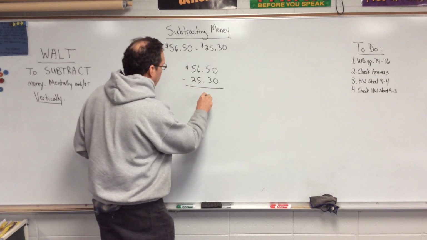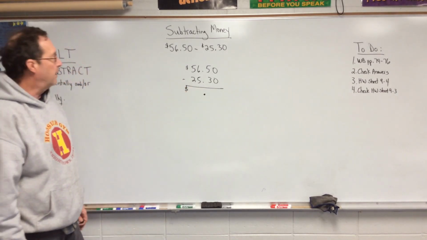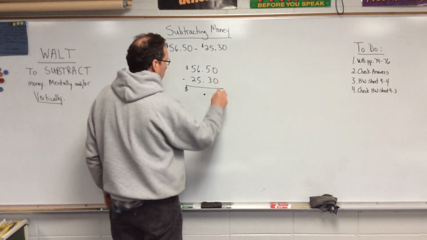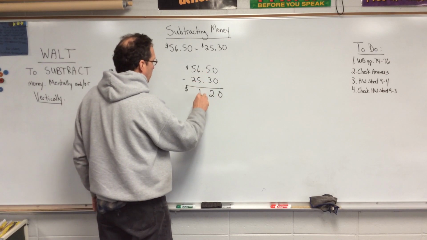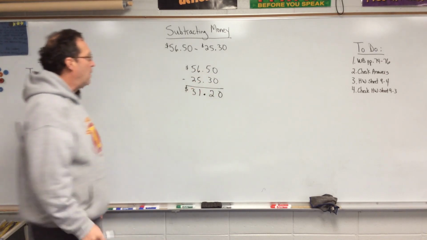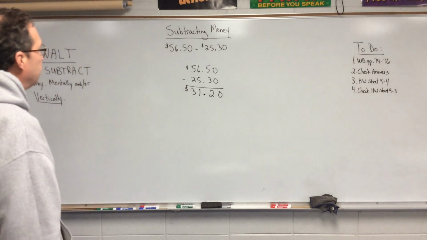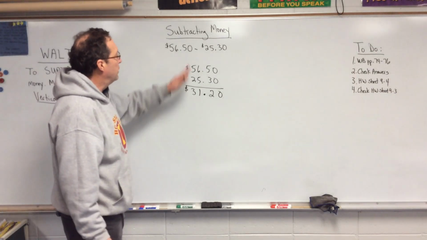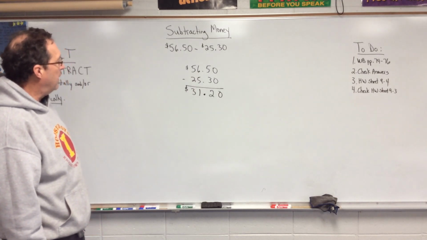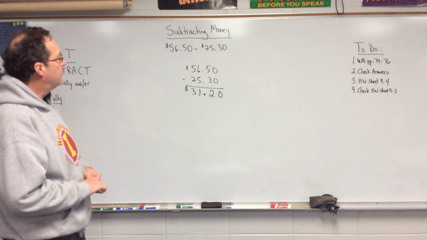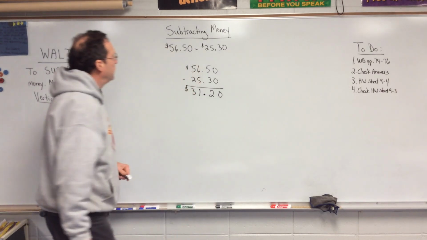Now look what I do. I put my decimal point, I put my dollar sign, so I don't forget it. 0 take away 0, 5 take away 3, 6 take away 5, 1. Wow, there was no regrouping anywhere. Problems like that are easier because of the no regrouping. So take a look at that problem. That's what you should have gotten for that, whether you did it mentally or vertically.